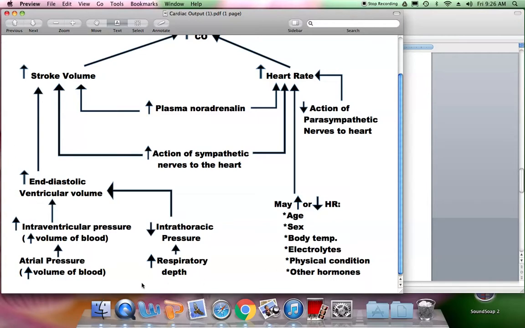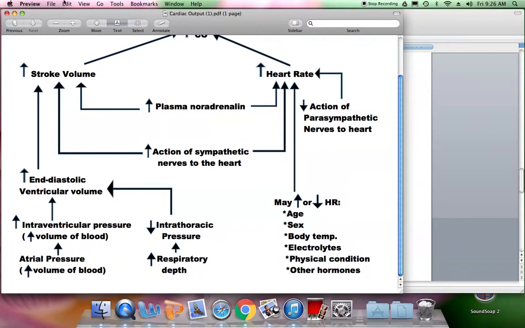Also, when you take a deep breath, this will actually decrease intrathoracic pressure, basically sucking more of that blood back to the heart. And so that's why sometimes, when you take a deep breath, it'll alter your heart rate. But anyway, by decreasing intrathoracic pressure, it's going to increase end diastolic ventricular volume, thereby increasing stroke volume. And that is the end.